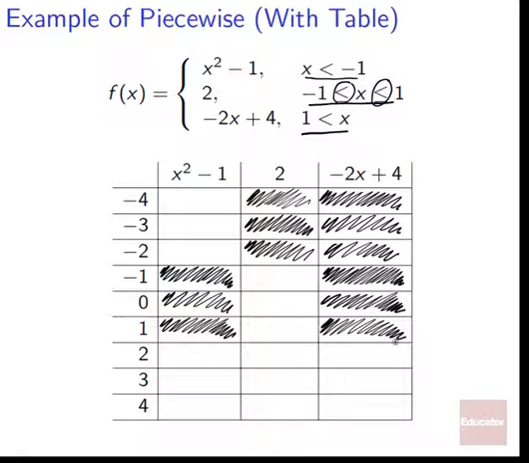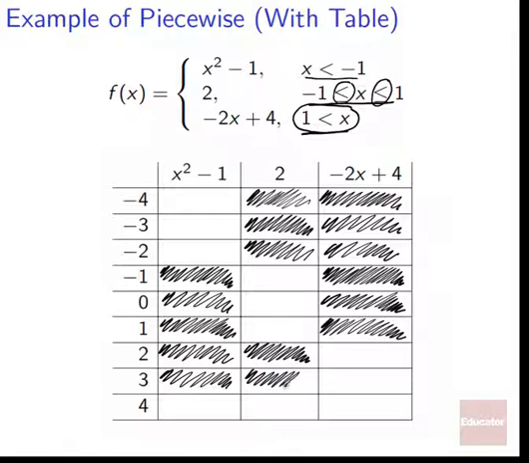We get to 2, and finally 1 is less than 2. 2 is greater than 1. We've got 1 being less than 2, so we're using the third rule, which means that our first rule and our second rule are knocked out. What about 3? 3 is still greater than 1. 3 is not less than -1. And 3 is not between -1 and 1, so those rules and categories are out.